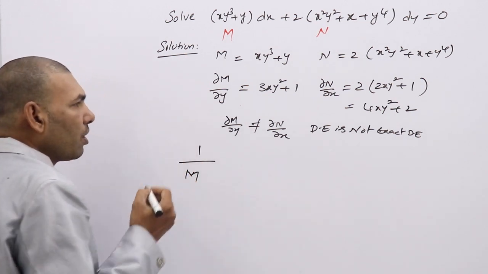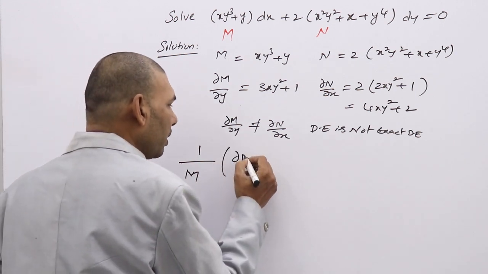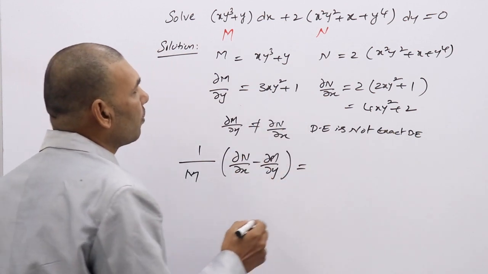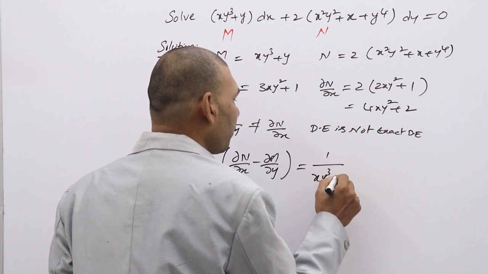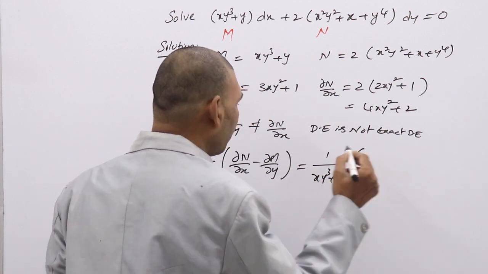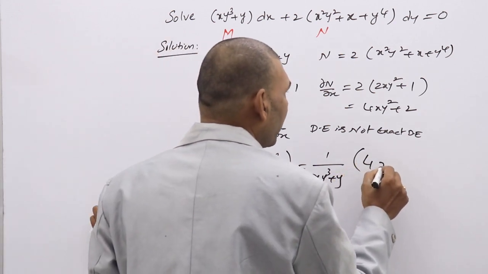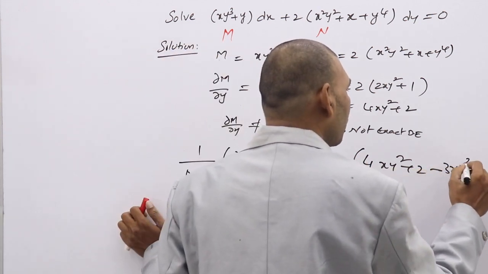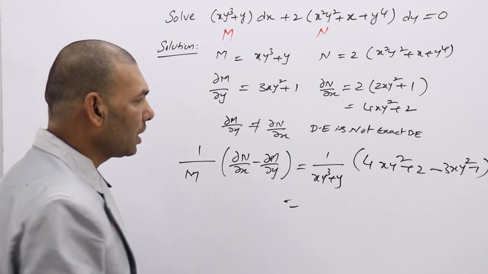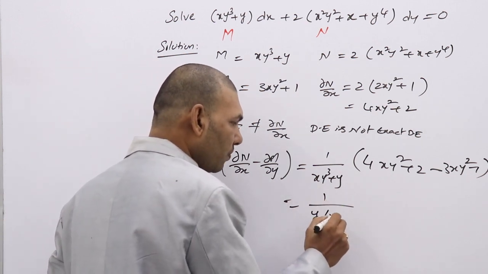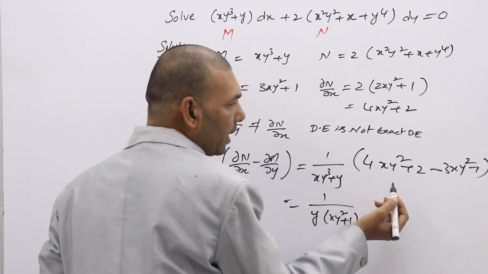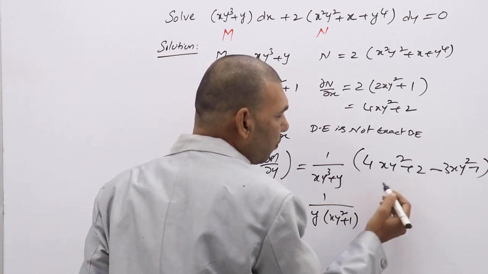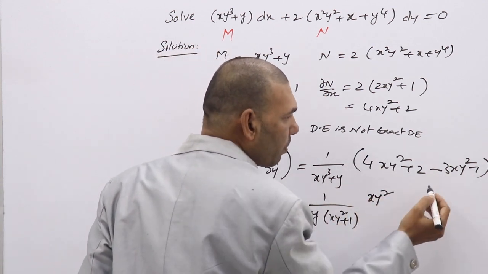Find out this value: 1 by m into dou n by dou x minus dou m by dou y. What is m? 1 by xy cube plus y into dou n by dou x, we have 4xy square plus 2, minus dou n by dou y, which is this one, 3xy square minus 1. See here, you can take y common: xy square plus 1. Here, 4xy square minus 3xy square. If you subtract 3 from 4, you get 1, xy square, 2 minus 1.